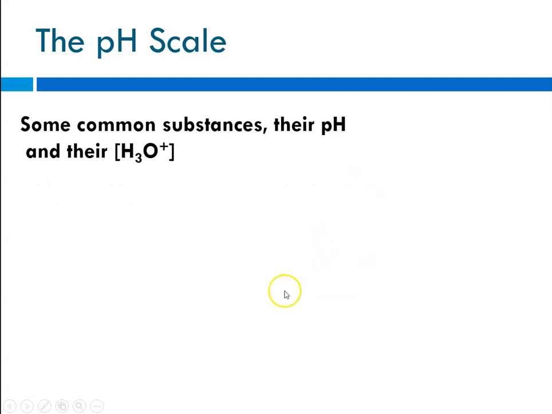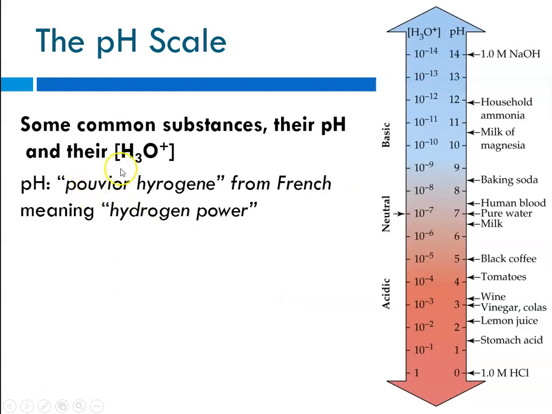So here are some common substances with their pH. Again, pH comes from the French, pouvoir hydrogène, meaning hydrogen power. If we look at our scale here, hydrochloric acid has a pH of 1. Sodium hydroxide, 1 molar, has a pH of 14. In the middle, baking soda is about 8.5. Human blood is slightly basic, about 7.4. Pure water is 7.0. Milk is slightly acidic. Black coffee is more acidic. Tomatoes, wine, and vinegar are more acidic still. And lemon juice is really quite acidic, about 2.2.